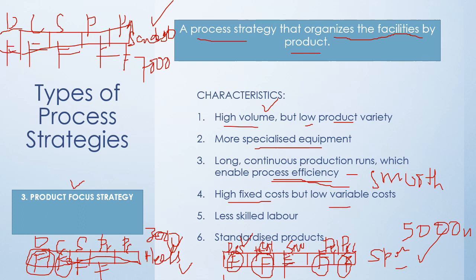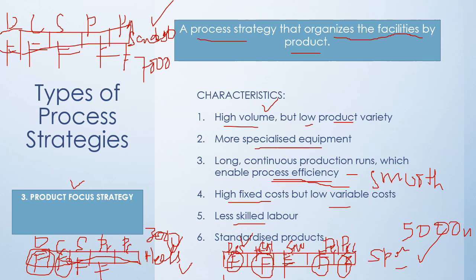lagi. Less skill labor. Labor yang diperlukan tidak perlu berkemahiran tinggi because the company just trains the worker one time, then the worker can actually use the machine to produce the product or to do the process. Why? Because the worker will keep doing the same job over and over again.